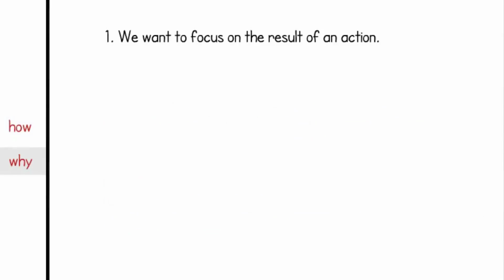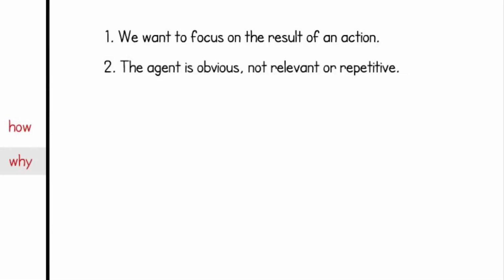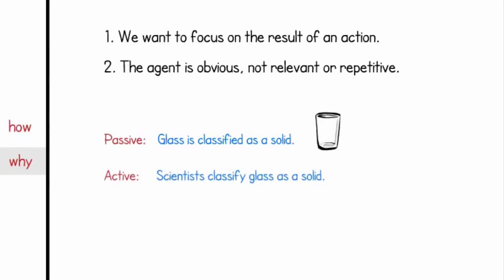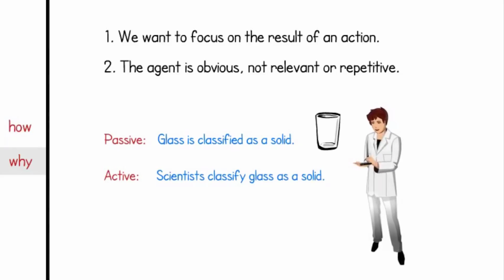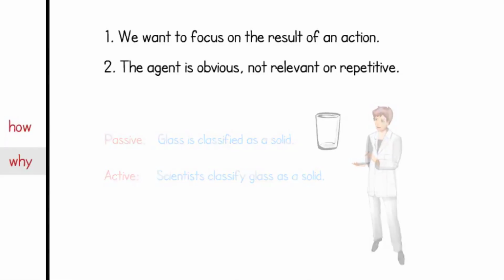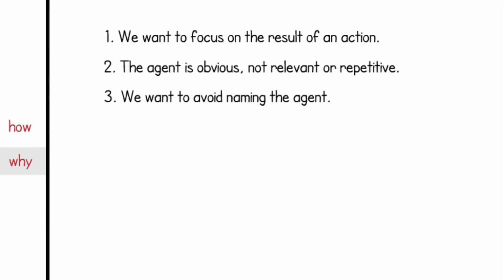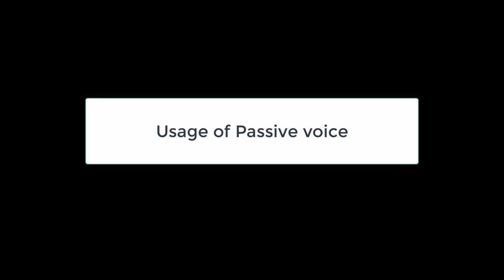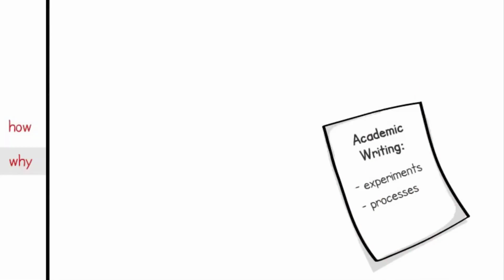We would also use the passive voice if the agent of the sentence is obvious or not relevant or repetitive within the text. For example, we would say, glass is classified as a solid, rather than scientists classify glass as a solid. Lastly, the passive voice is preferred if we want to avoid naming the agent of the action. The passive voice is quite common in academic writing, especially when writing about experiments and processes where the agent is usually not stated. For example, we might say, the mixture is heated to 300 degrees.